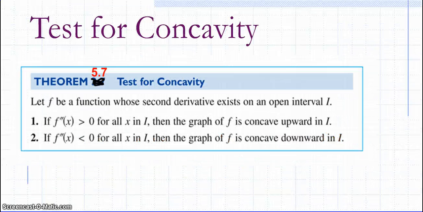Alright, so again, this is just a theorem on your sheet, but I want to go over it. So let f be a function, so this is the test for concavity. Let f be a function whose second derivative exists on an open interval I. If f double prime of x is greater than 0 for all x in the interval I, then the graph of f is concave up in I. If the second derivative is negative in the interval, then the graph is concave down in I. So this is almost the same thing as what we did for our first derivative test, but now we could use the second derivative to test for concavity in the same sort of fashion.